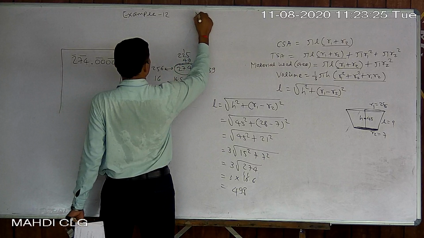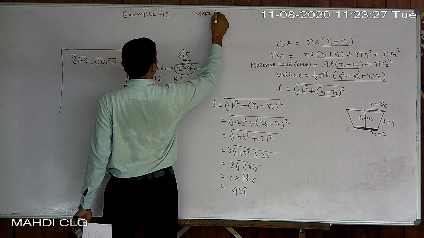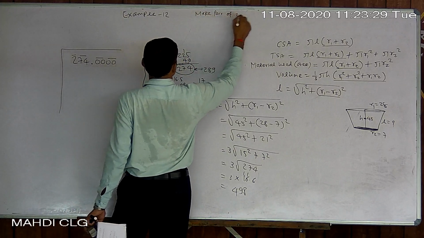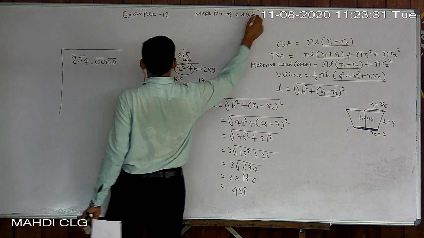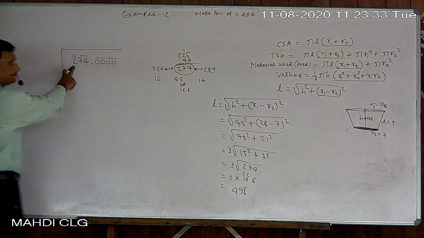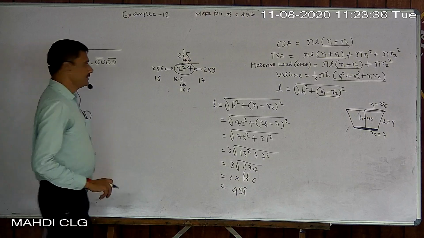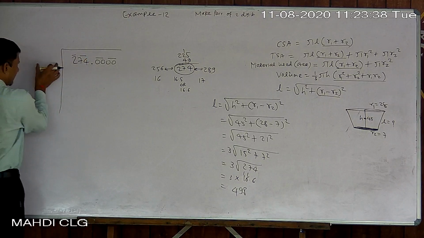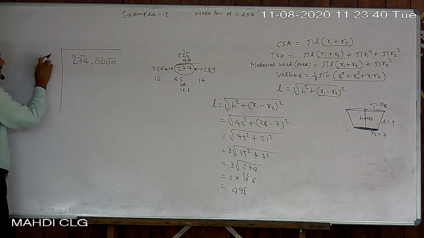Make pairs of 2 digits. At last, 1 left, no problem. Okay. Second point. Now how to start? Here actually there is no division, so what do we have to take here?